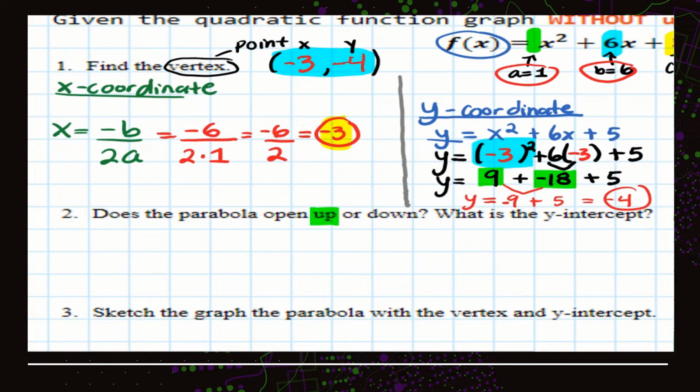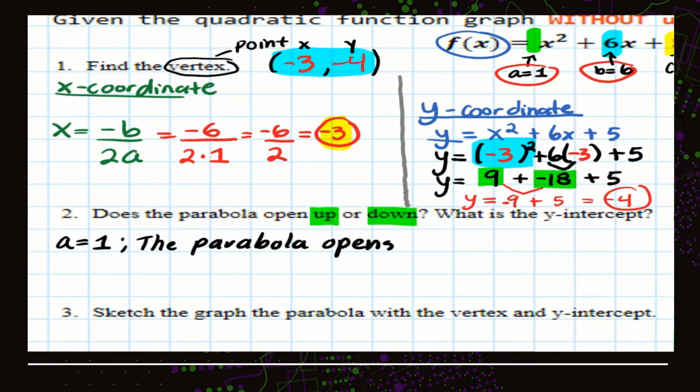So now we have a vertex. We have 1 point so far of the parabola, which is actually the most important point, the vertex, because it's going to determine your highest or your lowest point in the parabola. Our a was positive, so that means the parabola is going to open up. So the vertex we found, negative 3, negative 4, will be the lowest point on our parabola, since the parabola opens up.